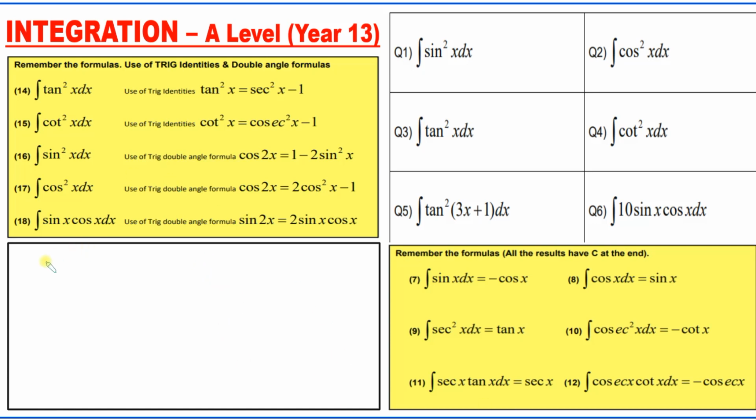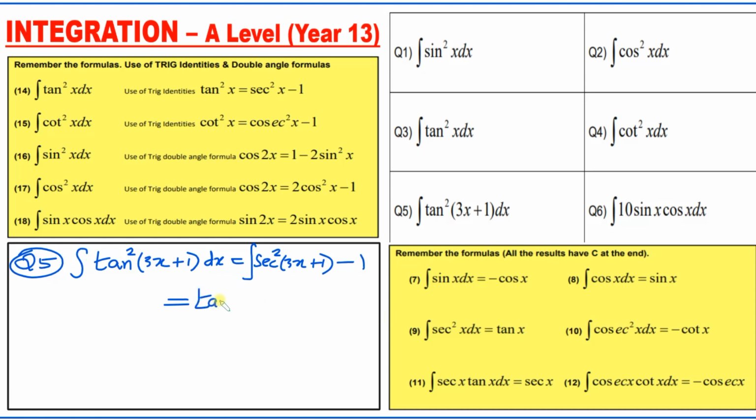Now let's do the 5. Question number 5 is integrating tan squared of 3x plus 1 dx. Now this can be written as integrating sec squared of 3x plus 1, minus 1. For that sec squared, we have a ready-made formula, which is pattern 9. The answer is tan of 3x plus 1. Careful with that: you need to divide by the coefficient 3, minus x plus c. And that is question number 5.